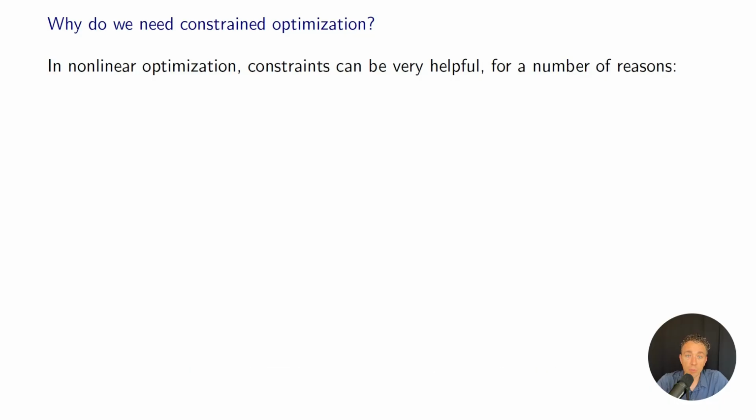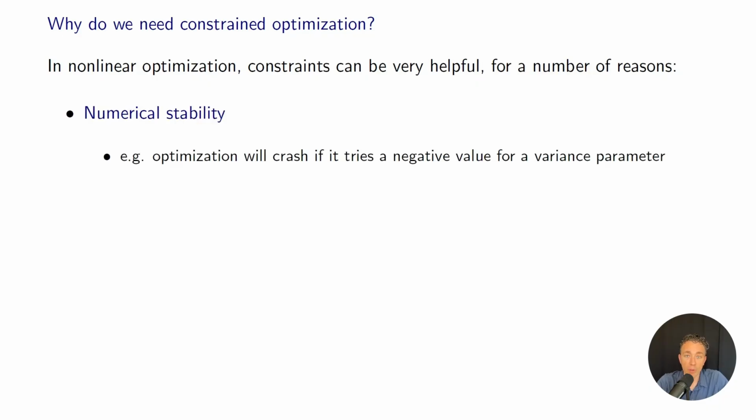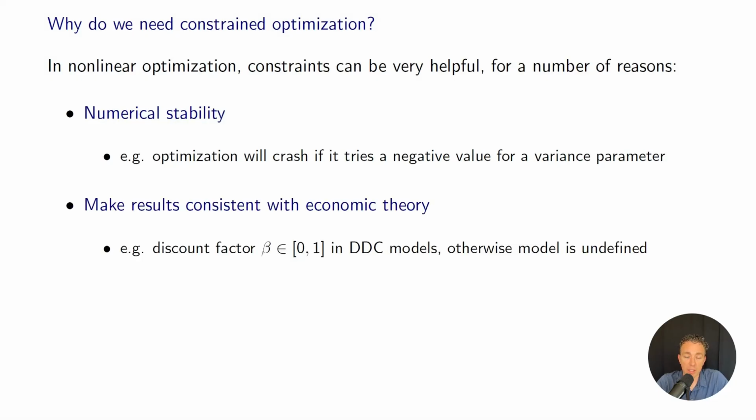As I was saying, constraints in optimization can be useful for a number of reasons. For numerical stability, an example of this would be if the optimizer tries to guess a negative value for the variance of a distribution, that's going to crash because that's undefined. You can also make results consistent with economic theory. So you would want to, for example, impose that the discount factor has to be in the unit interval. Anything outside of that is undefined and would presumably cause the rest of your model results to be unbelievable.